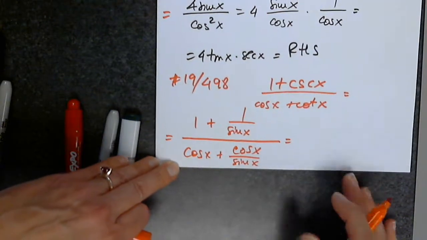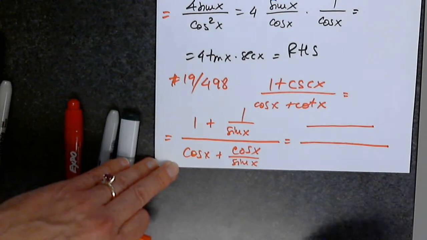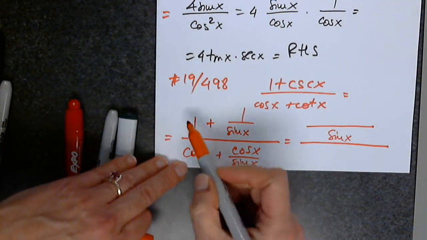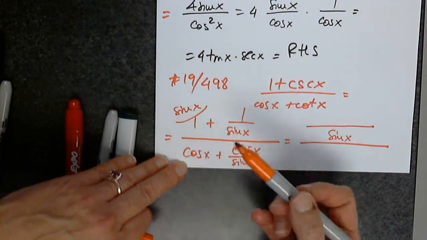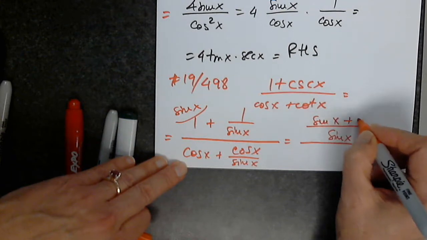Good. It's a complex rational expression. I have to find the, yes, the numerator has the denominator of sine x, and this needs a sine x. It's sine x over sine x. So it's sine x plus 1. Yes, sine x plus 1.